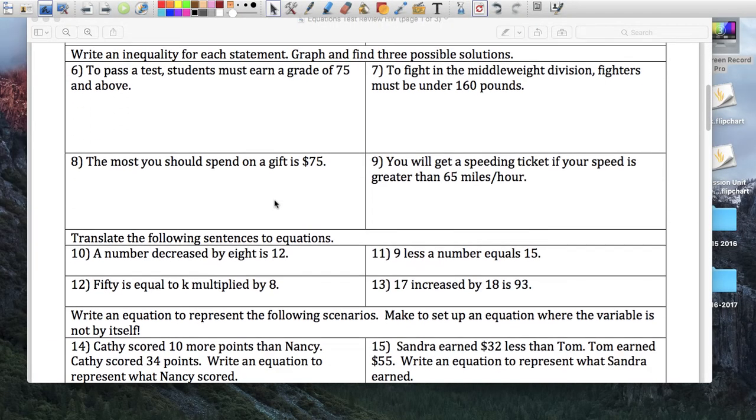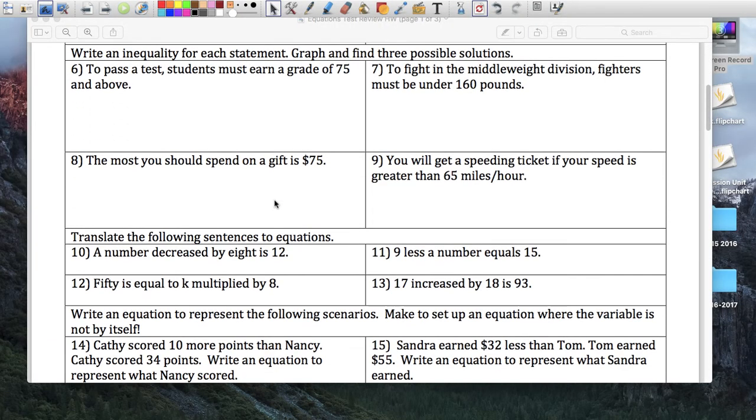Still raining. Write an inequality for each statement. Graph and find 3 possible solutions. To pass the test, students must earn a grade of 75 and above. So let's use T, and I'm going to go 75. So your test score has to be what in order for you to pass? It has to be 75 and above. So it could be greater than 75, and it can also equal 75.